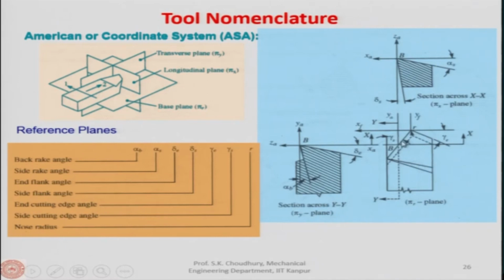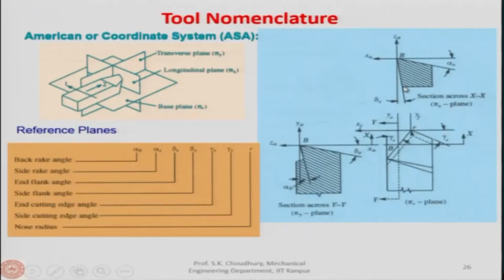Now, if we take the cross section at this point and look at the tool, it will be visible in this way, where this is the rake face, this is the flank face. Mind one thing here, in this base plane, the rake face and the flank face will not be visible. So, in this case you take the cross section like this, and then you place it like this and see this.